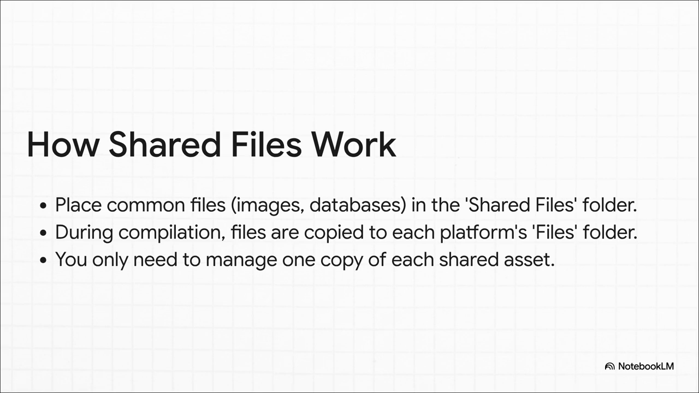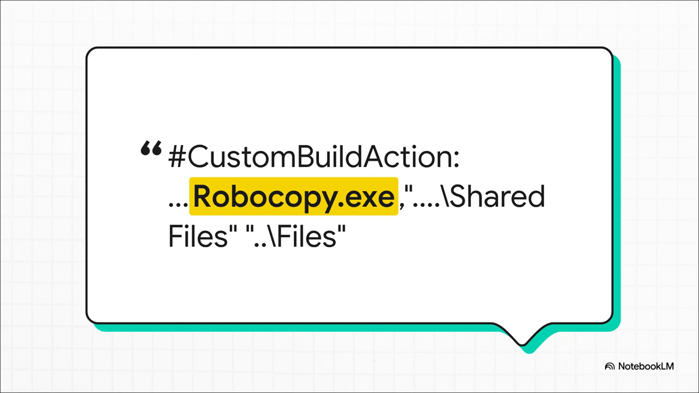It's incredible. So what's the secret sauce here? How does this magic actually happen? Well, believe it or not, it's all powered by one single line of code that's already in your project template. It's what's called a custom build action. It just uses a standard file copying tool to sync everything up when you compile your app, when you turn your code into an actual program. It's just smart automation, pure and simple.